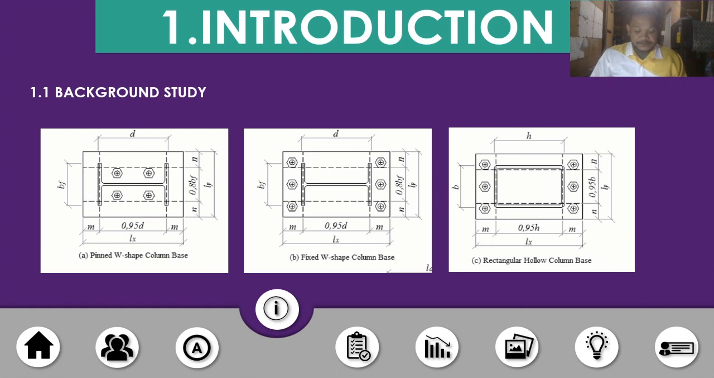There are 5 different types of steel column bases considered. First is the plain W-shaped column base, with no moment transfer to the footing. Then the next is the fixed W-shaped column base, with moment transferred to the footing.